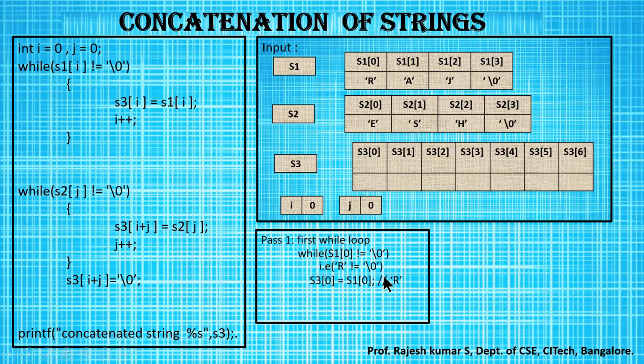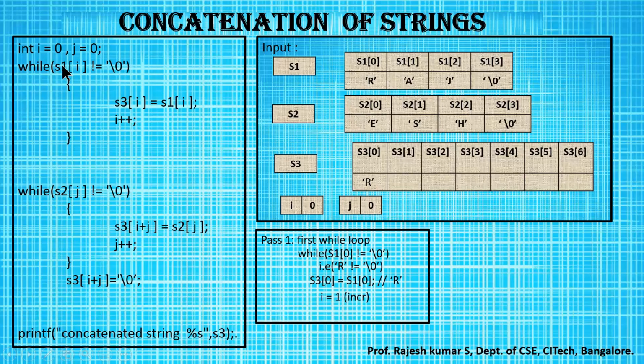S1 of I. What is S1 of I? S1 of I, 0 is R. R is assigned to S3 of 0. Students, you can see this line. When I value is 0, S3 of 0 is equal to S1 of 0. What is S1 of 0? R. Now R is assigned to S3 of 0. Now here you can see I have updated the R value. After updating R in S3 of 0, I will increment I. I will become 1.